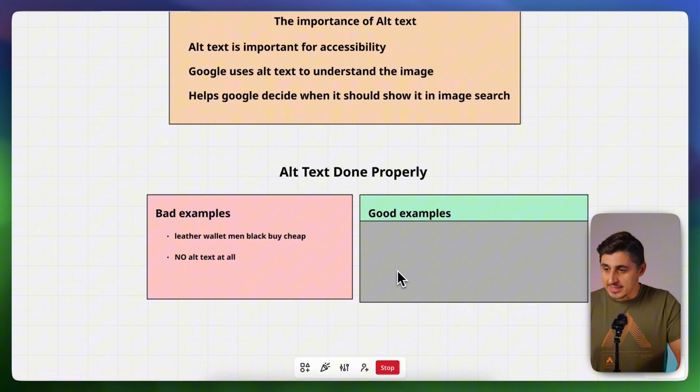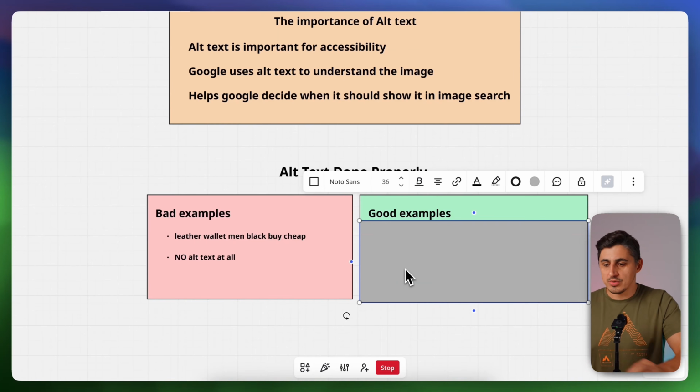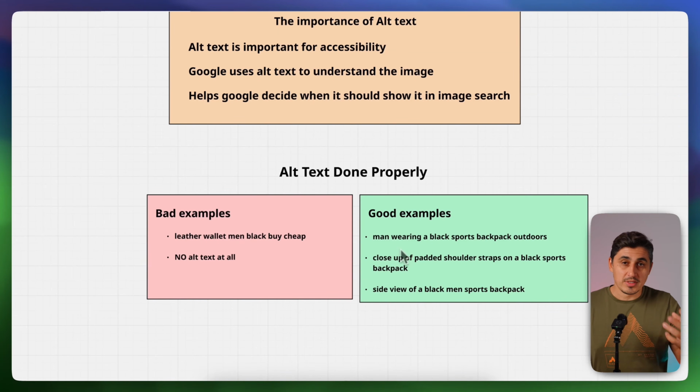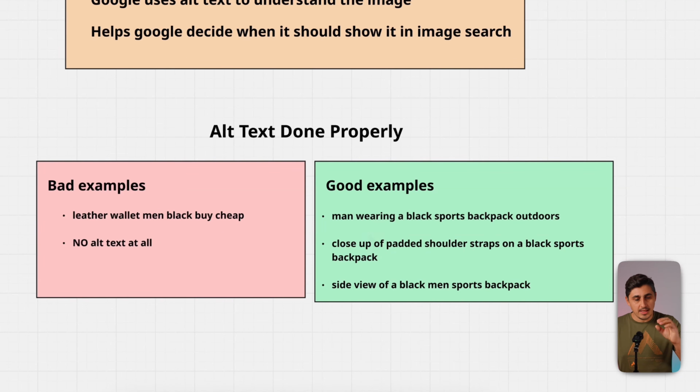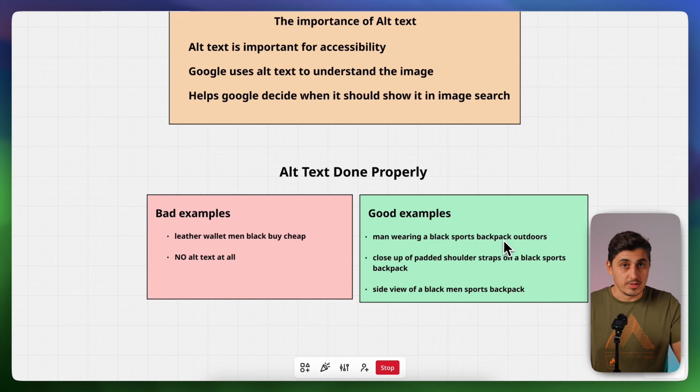Now let's see some good examples. Your alt text should look something like this. So it should describe exactly what's in the image in a natural way. "Man wearing a black sports backpack outdoors." This is something that a person that is visually impaired could use to understand what's in a certain picture. "Close-up of padded shoulder straps on a black sports backpack," also describing what's in the image. "Side view of black men's sports backpack."